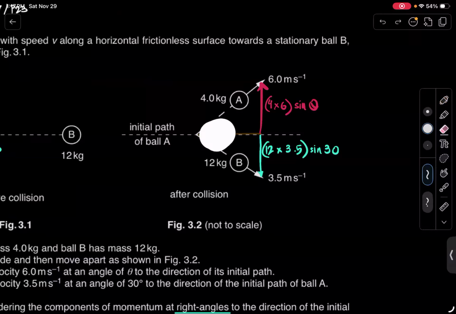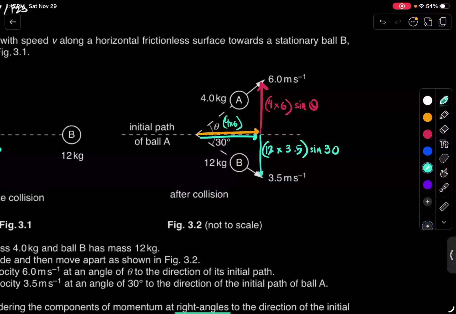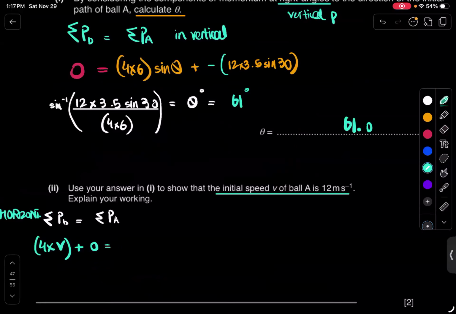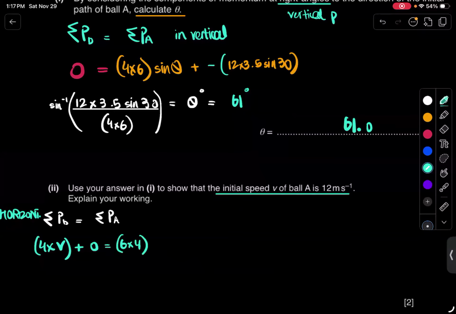Because if you think about it, this is how much horizontally ball A is going, and this is how much horizontally ball B is going. Shouldn't this be 4 into 6 cos theta? And shouldn't this be 12 into 3.5 cos theta, right? So that's just going to be the horizontal components. In fact, let me write it down over here. Okay, so it's going to be 6 into 4 cos theta.